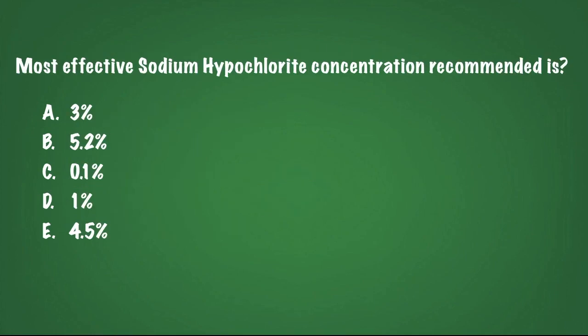Most effective sodium hypochlorite concentration recommended is 3%, 5.2%, 0.1%, 1%, or 4.5%. The keyword here is most effective concentration. The correct answer is 5.2. Now, its antimicrobial and tissue-dissolving property is most effective at this concentration of 5.25%. However, you can still use concentrations from 0.5 to 5.2% as an irrigating solution.